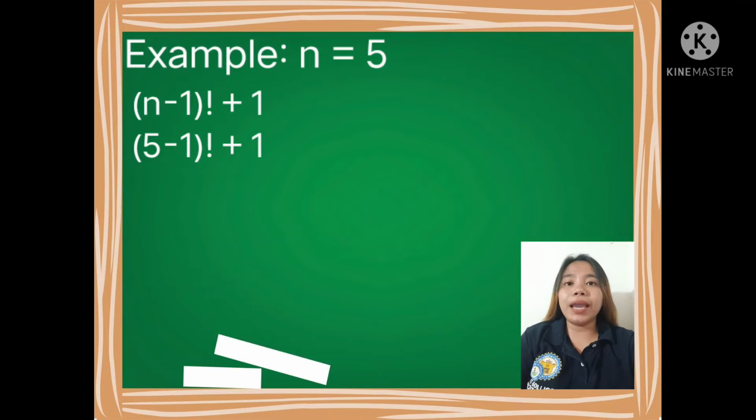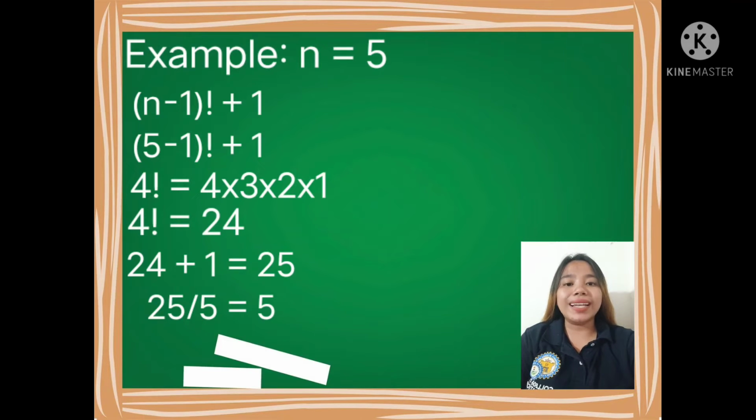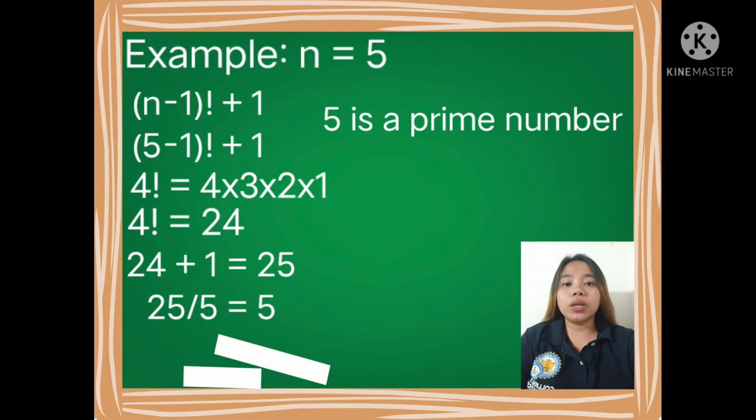The quantity of (5 minus 1) factorial is equal to 4 factorial. 4 factorial is equal to 4 times 3 times 2 times 1, which is equal to 24, since 4 times 3 is 12, times 2 is 24, times 1 is 24. 24 plus 1 is equal to 25. And 25 is divisible by 5 since 25 divided by 5 is equal to 5. Meaning, the number n, which is 5, is a prime number.